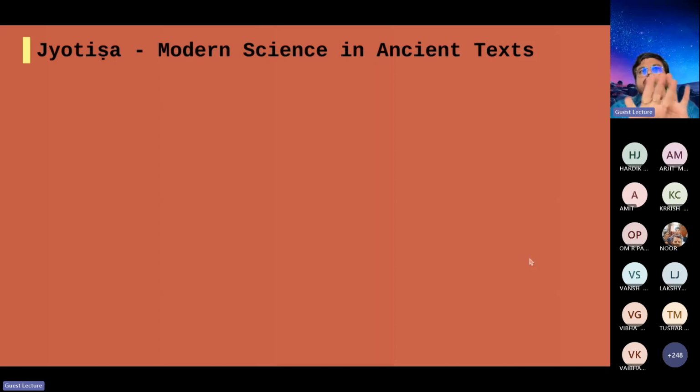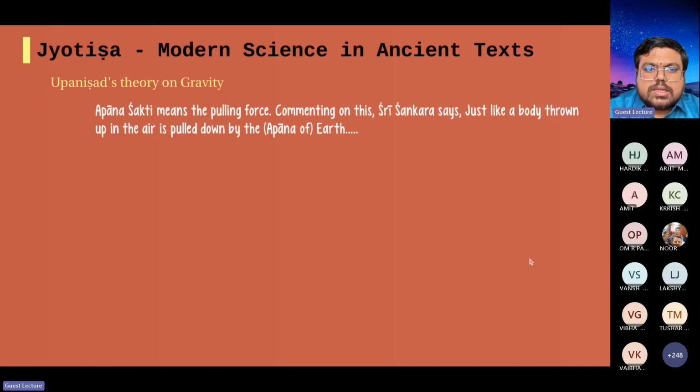Jyotisha, as I said, is already infused into every part of the Veda. So some of the modern science aspects in the ancient text, if you want to see, in the Upanishad commentary, Sri Shankaracharya says the following. Just like a body thrown up in the air is pulled down by the apana of earth. That means apana is a word used for the downward movement. And they have already known for many, many years that it is a force, that there is something that is pulling objects down that you throw into the air. In the next section, we are going to see how in the Vaisheshika approach, these things are formalized as a science.